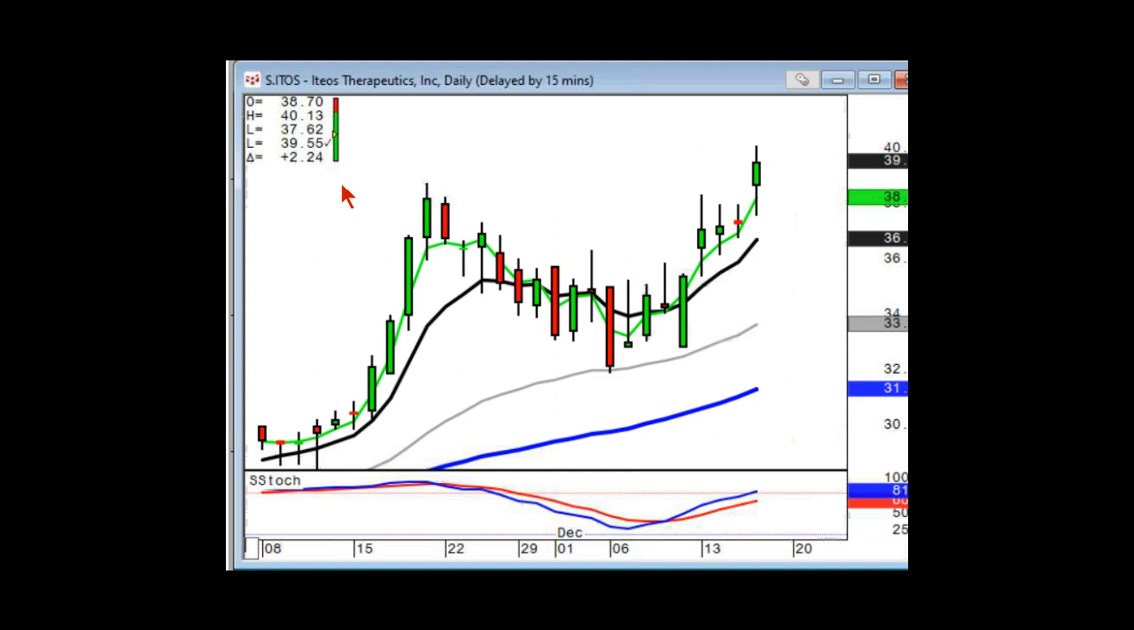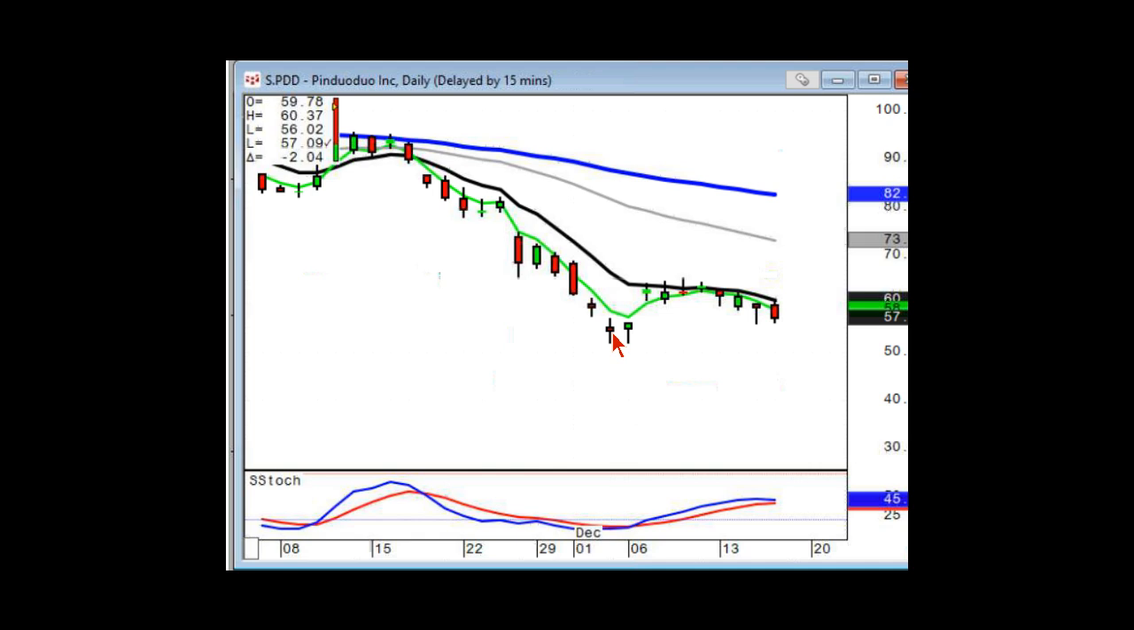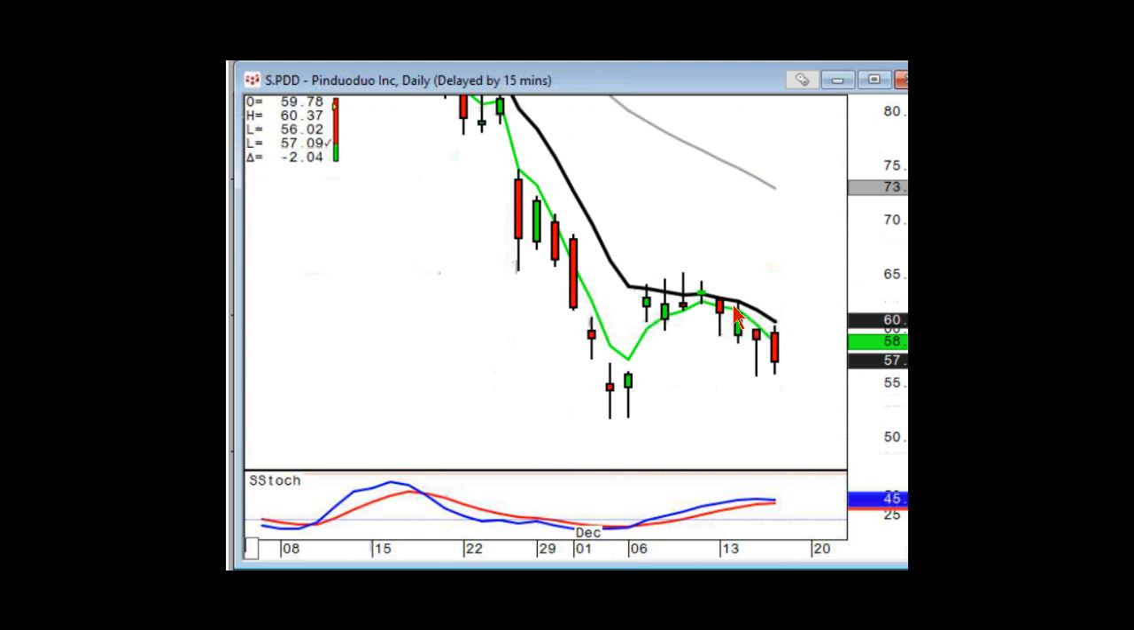Okay, now on the short side, notice what they did when they gapped up. They could not get through the T-line. Now look what you got. You got a kind of a bearish flutter kicker. You definitely can be shorting this one on weakness tomorrow because of that bearish flutter kicker signal.